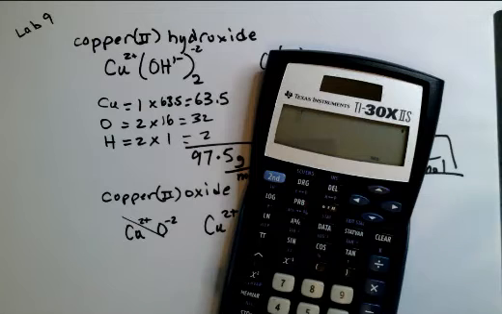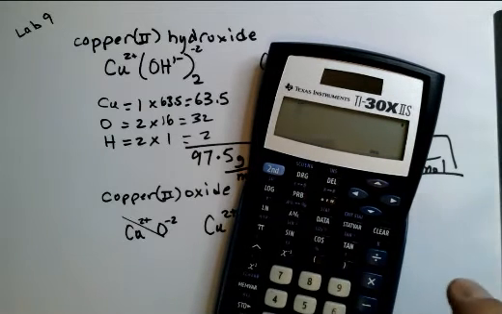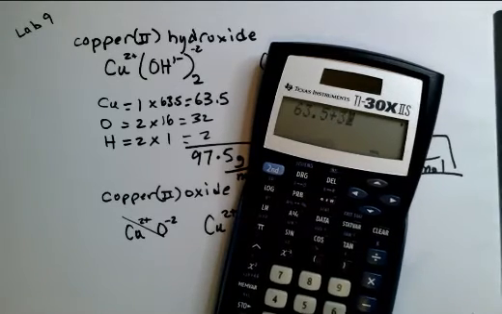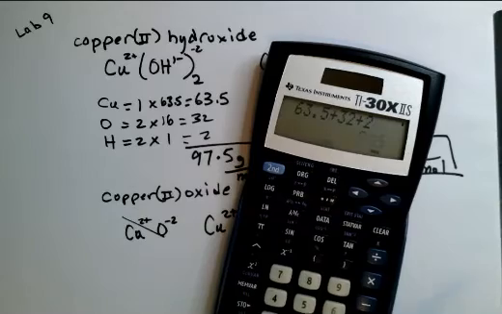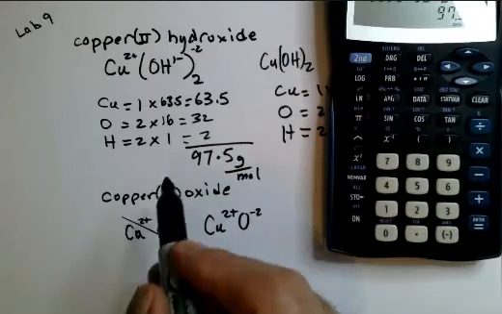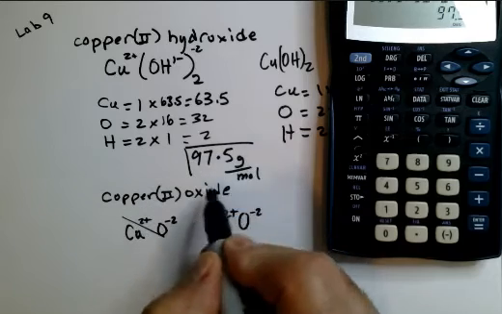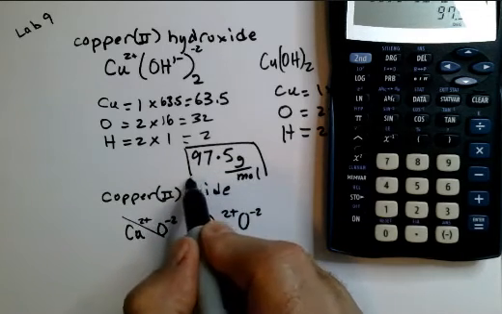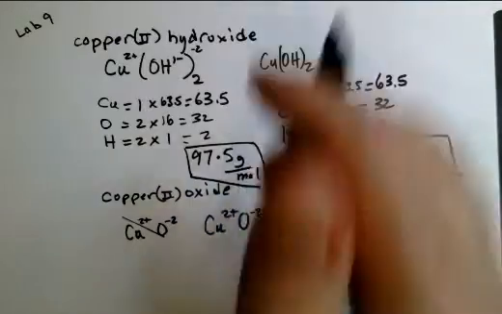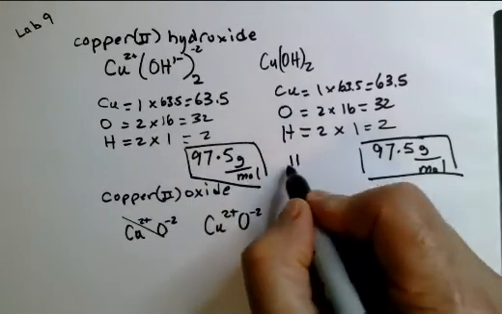Let's take our calculator. Hopefully it does not have a hair attached to it like the last time I attempted this video. 63.5 plus 32 plus 2. And I got 97.5 grams per mole. It is simply marvelous. And we could probably put something around it to indicate that that is the real answer. Good job.